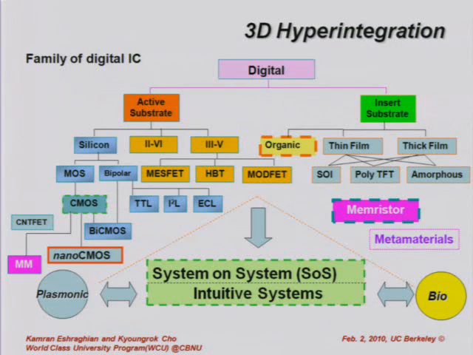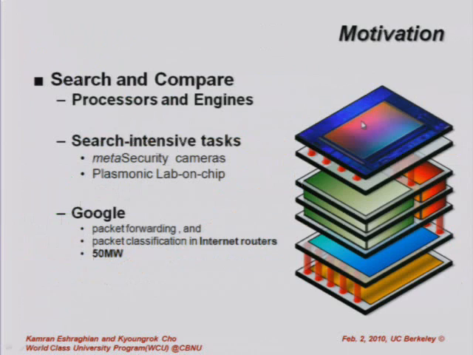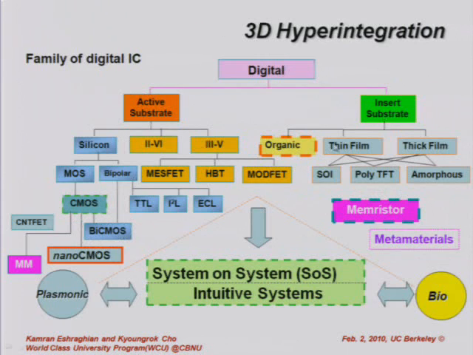And of course, let us look at the family of the digital ICs that invariably in this group we have been involved in some part of it. I just want to isolate a couple of things, that we had active substrate and insert substrate. And if we go down, we see the nano CMOS beginning to emerge on the roadmap that we just saw, some of the exciting part.